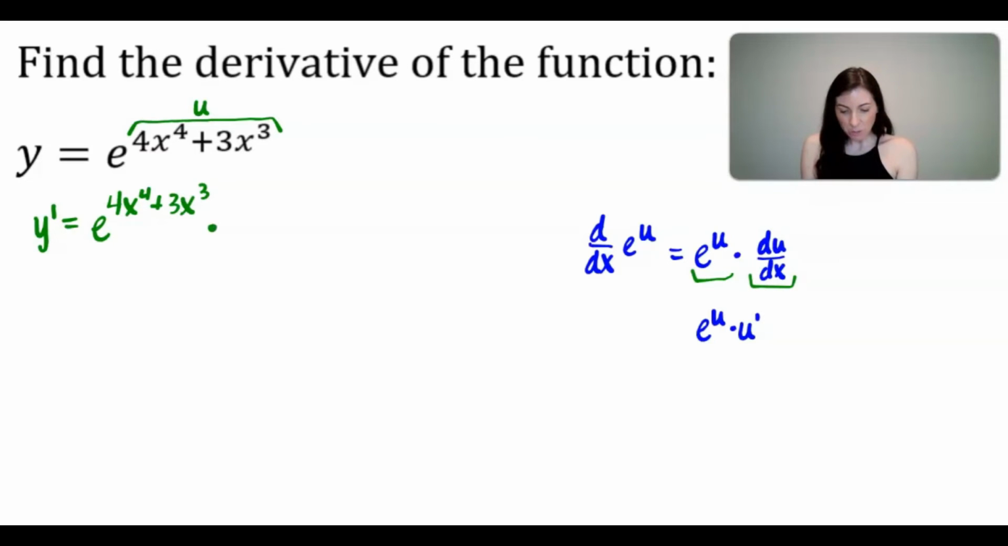So now I would multiply by the derivative of that exponent. To take the derivative of 4x to the fourth plus 3x cubed, I'm going to be using the power rule. So I would multiply 4 times 4 and get 16, and then I would subtract 1 from the exponent to get 16x to the third. I would do the same thing with 3x to the third. I would multiply 3 times 3 to get 9, and subtract 1 from the exponent to get 9x squared.